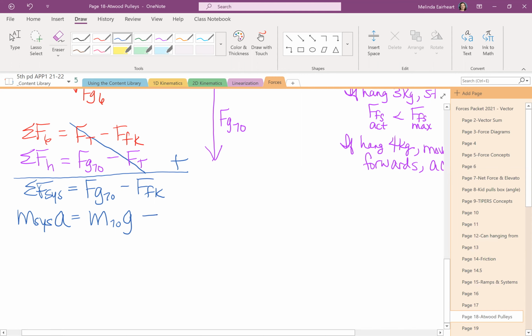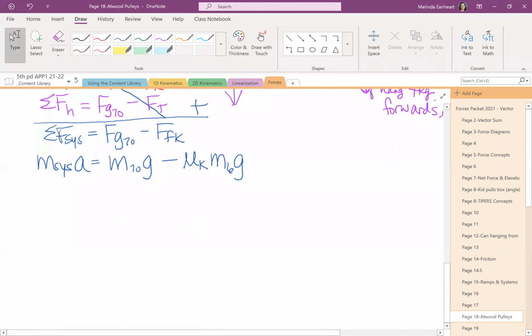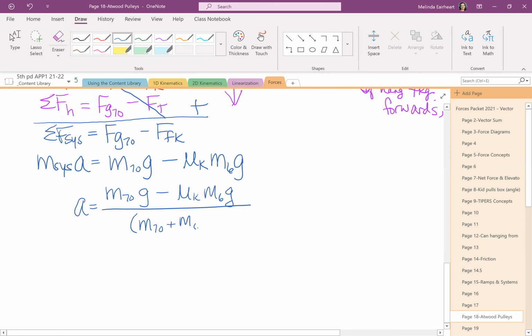Force of kinetic friction is going to look the same as it did before, but instead of mu s, we're going to use mu k. But that normal force for the tabletop mass is still balancing the weight of the 6. And we're trying to solve for acceleration. So acceleration would be all of that top divided by, and I'm going to break down mass of system into mass 70 plus mass 6, MA plus MB, whatever.